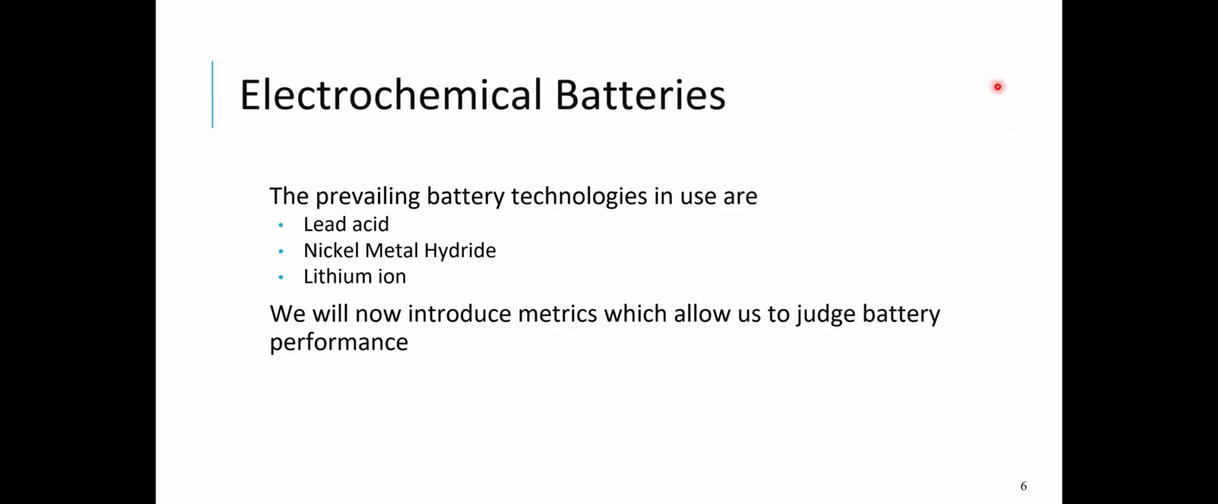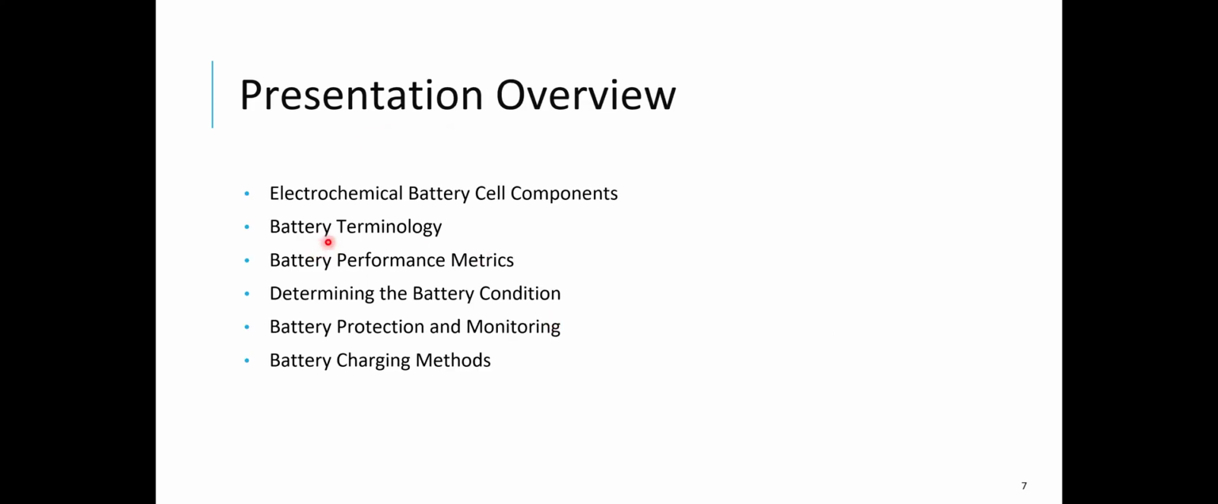All right. So we talked about the common technologies: lead acid, nickel metal hydride, lithium ion. Now let's look at how we can judge the performance of a battery. So we'll introduce the metrics we'll use to judge the performance of a battery. Another way to say that is battery terminology. So we talked about battery cell components. Now we'll talk about the terminology of how we can judge the performance of a battery.